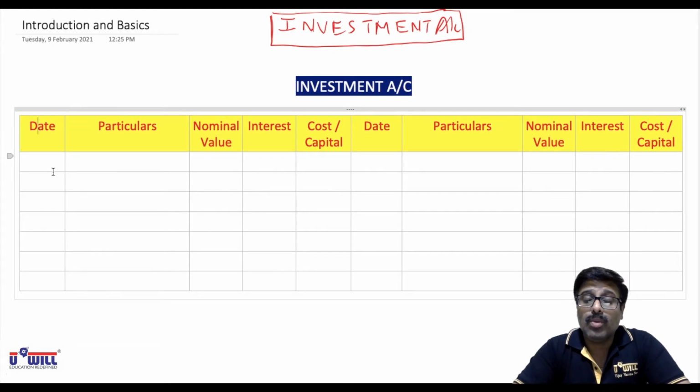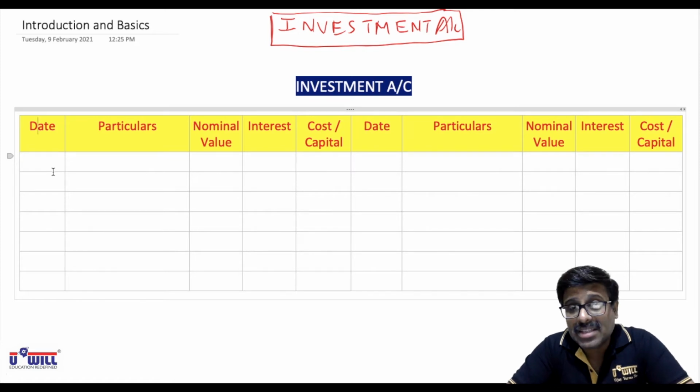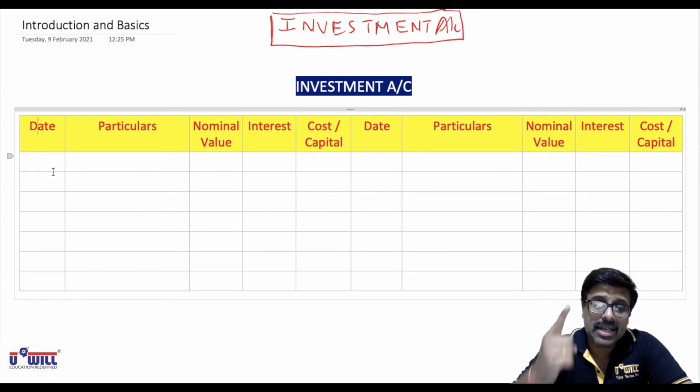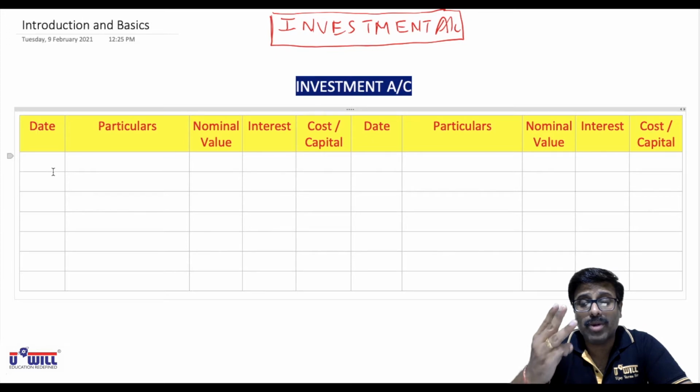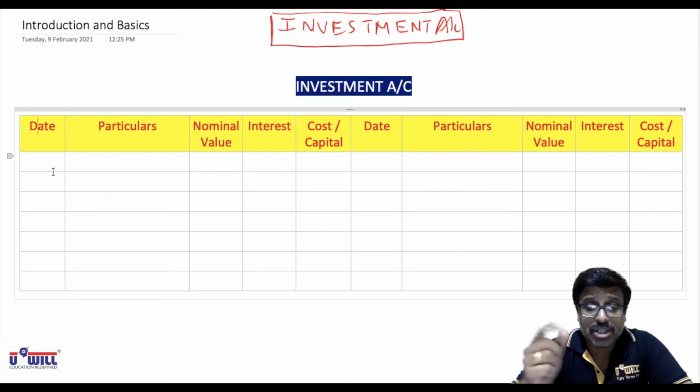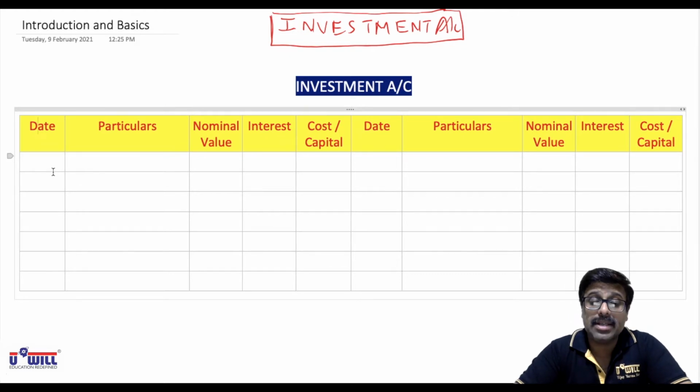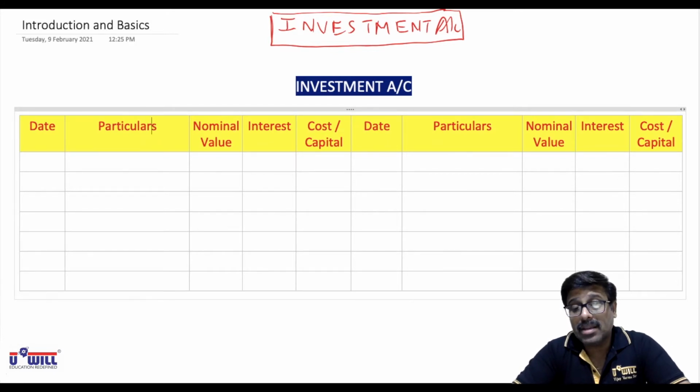Now, investment account is a special ledger account. I repeat, investment account is a special ledger account. Normally, a ledger account has which columns? Four columns: date, particulars, journal folio, and amount. But this is a special ledger account, so it is made with the columns as you can see on the screen: date, particulars, nominal value, interest, cost or capital. Same columns on the credit side: date, particulars, nominal value, interest, cost or capital.